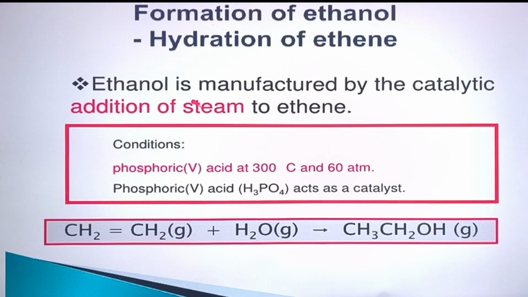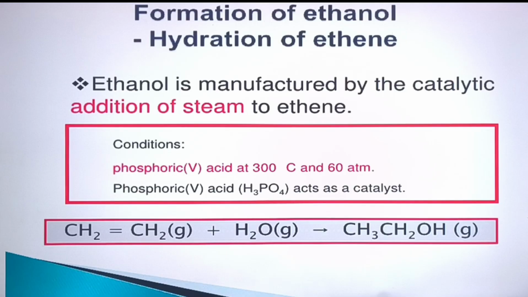Hydration is when ethene is reacted with steam. Water in gaseous state is called steam. Now this reaction is a very important industrial reaction, but it needs specific conditions. We need to memorize these conditions because they are asked for 3 marks at exam. The phosphoric acid is the catalyst. The reaction takes place at 300 degrees centigrade and 60 atmospheric pressure. Here phosphoric acid is a catalyst.